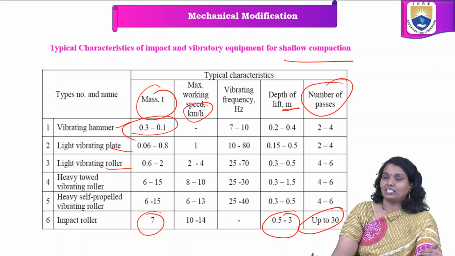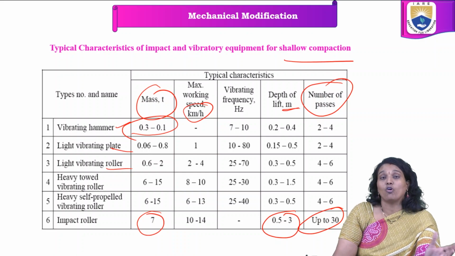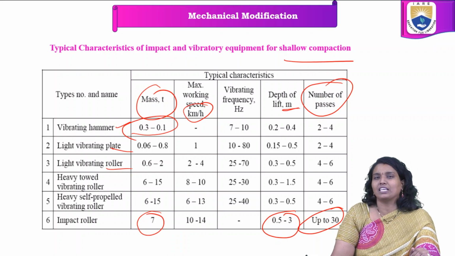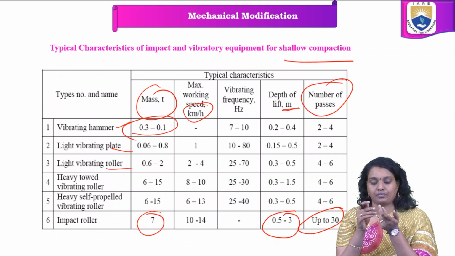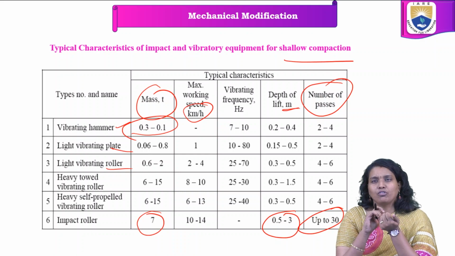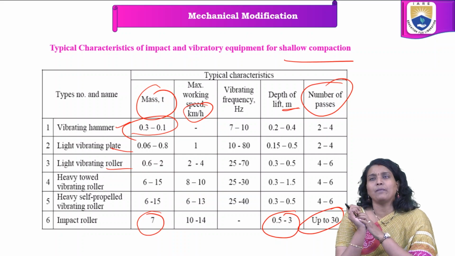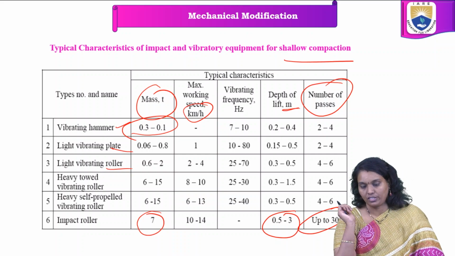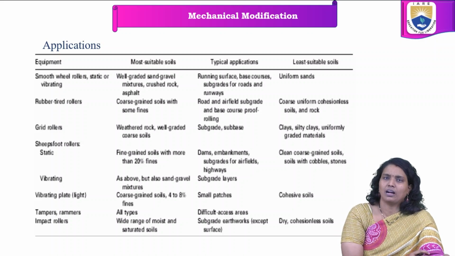These characteristics depend upon where we are going to do the work and how much area. It depends upon various parameters: the type of the site, the type of the soil, for which purpose we are doing it, and cost also. So these are all the effective factors which we keep in mind in our choice of equipment for compaction. These are some of the applications which we observe.